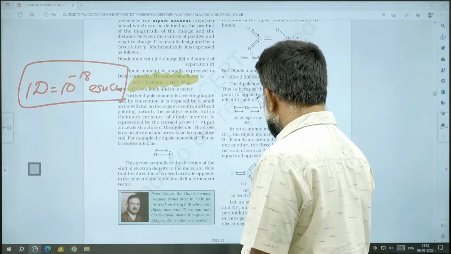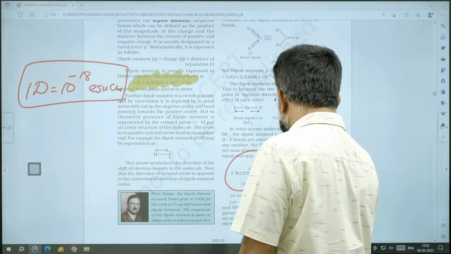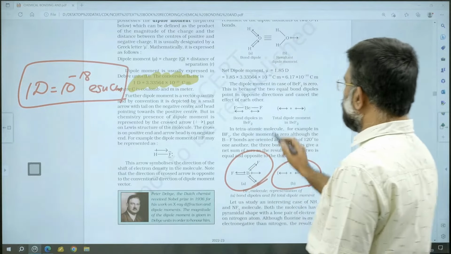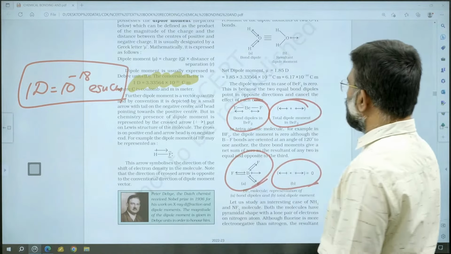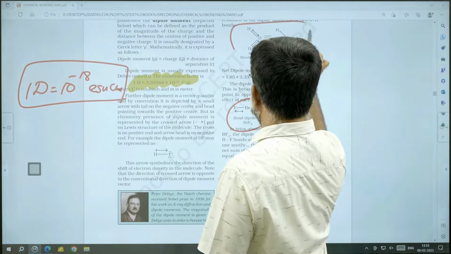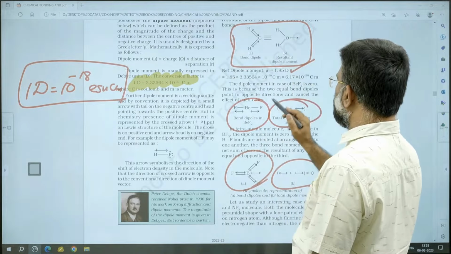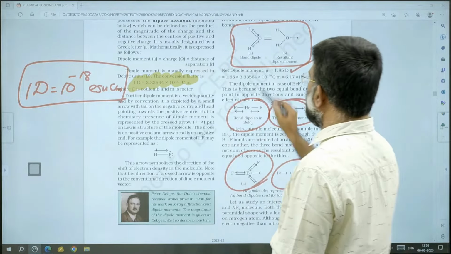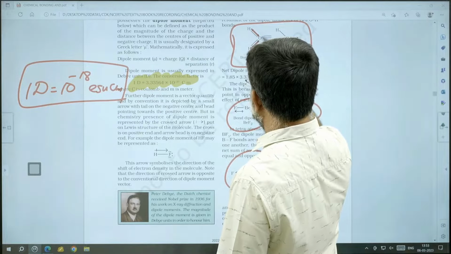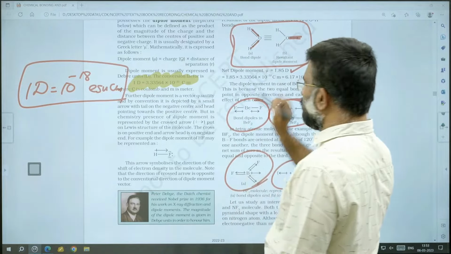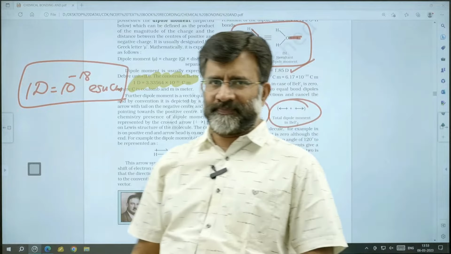So you see, for the molecule BF3, the net dipole moment comes out to be 0. For BeF2, the net dipole moment comes out to be 0. While in the water molecule, there is a net dipole moment, a reasonably good dipole moment, 1.85 Debye, because there is polarity in this direction and this direction, so we have a net polarity in that direction, like that.